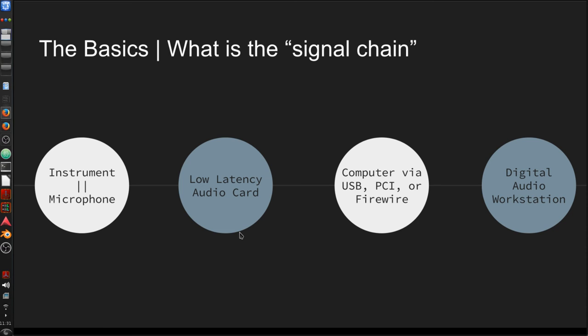So there are a number of things that happen here. First in the chain, we have the instrument or microphone you see here. And then from there, we have a low latency audio card. A lot of times this is going to be an external audio card, and we'll talk a little bit more about that when we get into hardware. From there, it's going to your computer via USB, PCI, or FireWire, depending on what type of audio card you're using. Most of us, that's going to be a USB card. I think most of the class compatible products that are out there now are USB or FireWire. And then lastly, you're going to be going into your digital audio workstation.